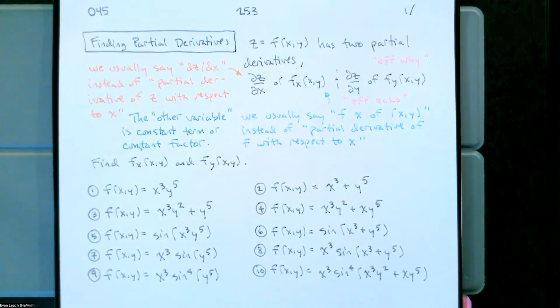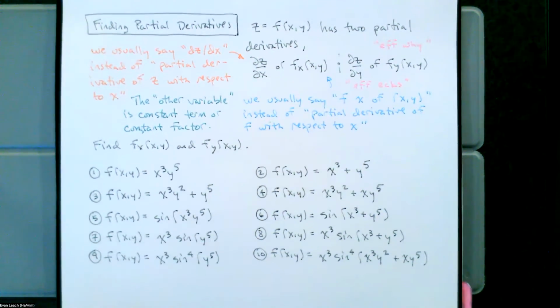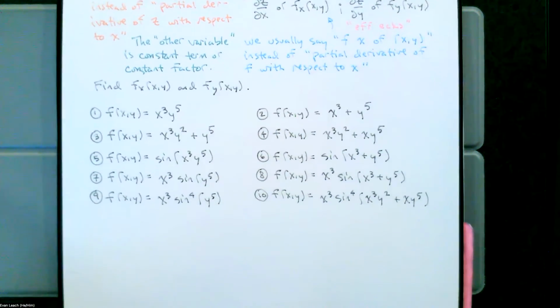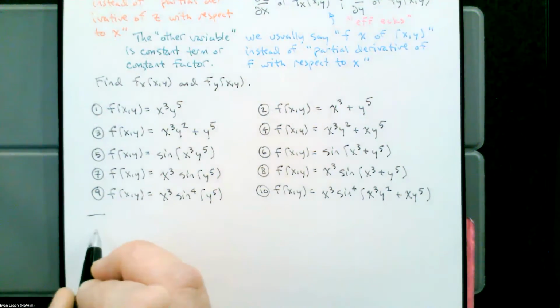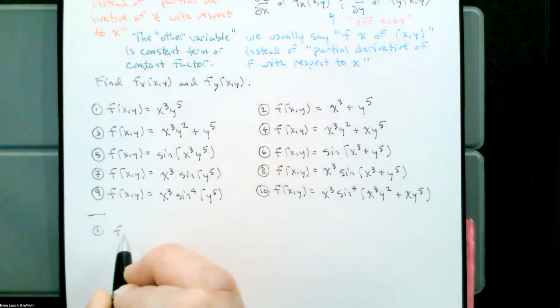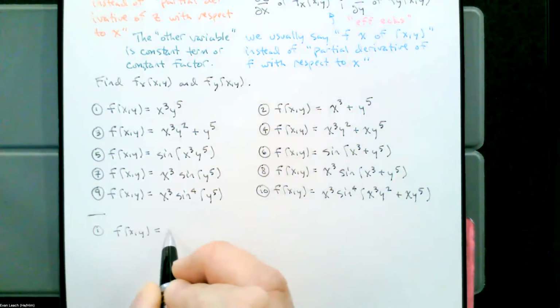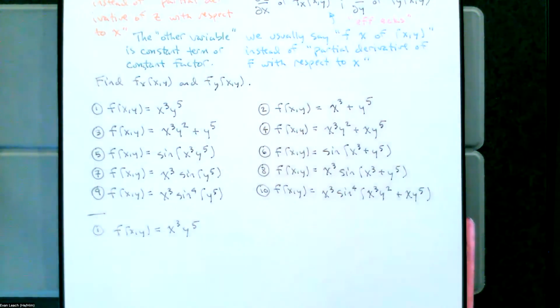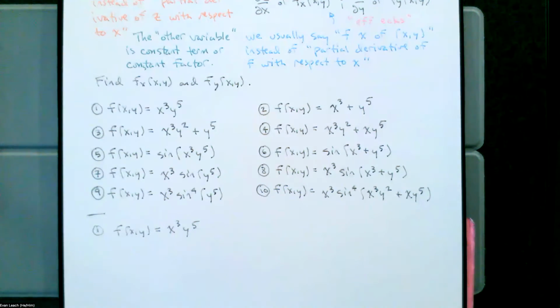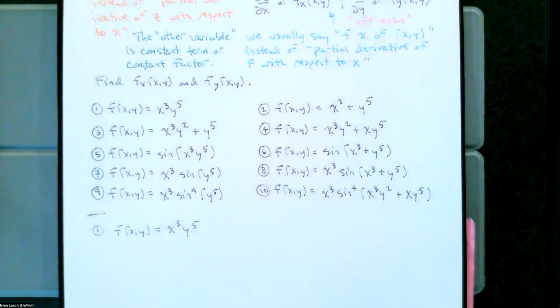Welcome back. Let's take a look at some of these functions and find their partial derivatives. I just want to make some commentary on a few of these functions, starting with the first one, where f of x y is x cubed times y to the fifth. In this case, the x and the y are being multiplied together. X to the third and y to the fifth are being multiplied together. So the other variable is going to be a constant factor. So y to the fifth is a constant factor with respect to x.